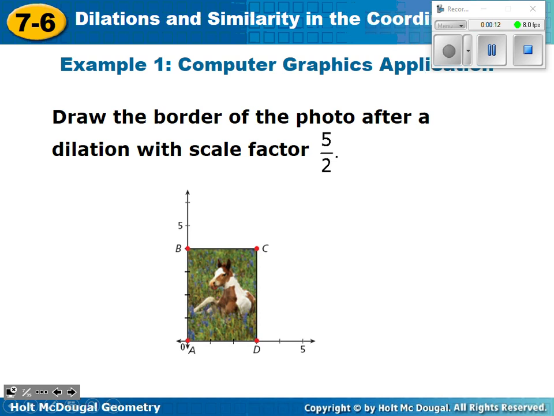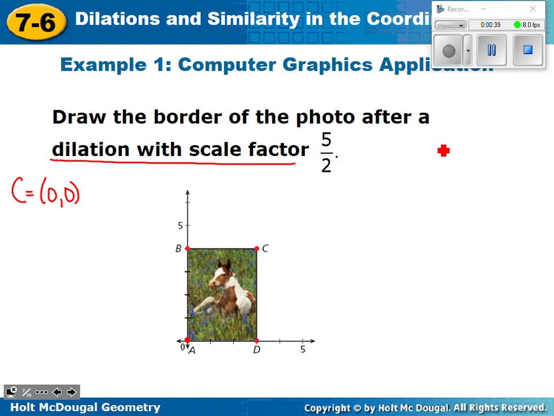Thank you. All right, so we want to draw the border of the photo after a dilation with a scale factor of 5/2. Again, if they give you the scale factor and dilation and they don't tell you the center, you're going to assume that the center is where? The origin, okay, at 0, 0. So that means we're going to grow and increase this enlargement by a factor of 5/2 from the origin.